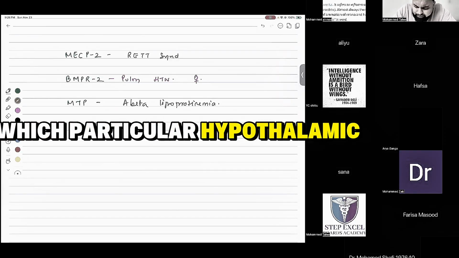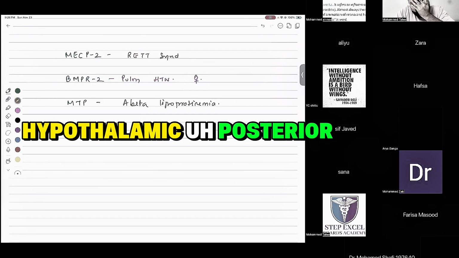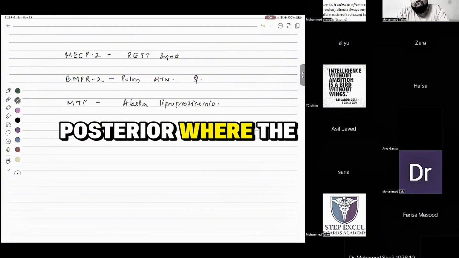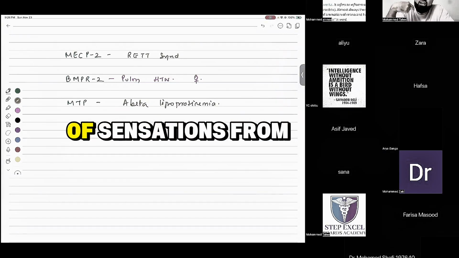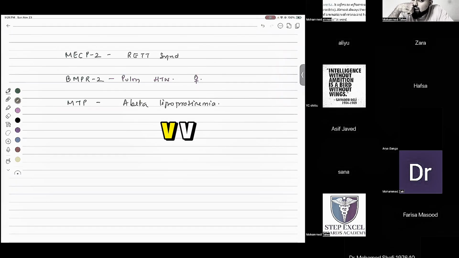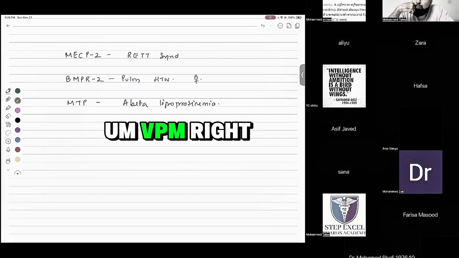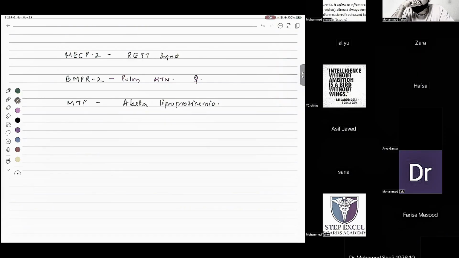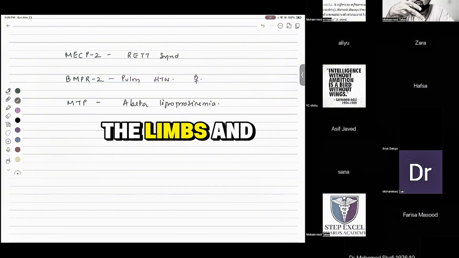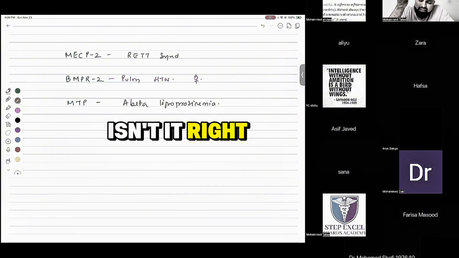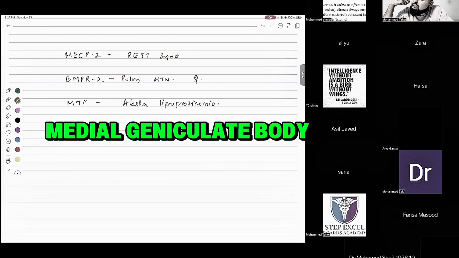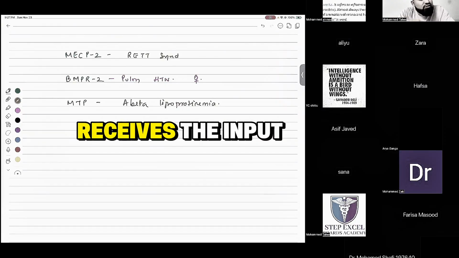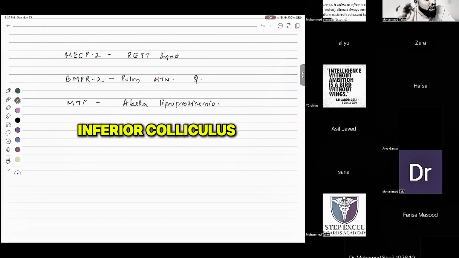Which particular hypothalamic nucleus is the heating center? Posterior, whereas anterior is the cooling center. Which sensory nucleus in the thalamus takes care of sensations from the face? VPM. Whereas for the limbs? VPL. Whereas the sensory nucleus for hearing was which particular body? Medial geniculate body, which receives input from the inferior colliculus.